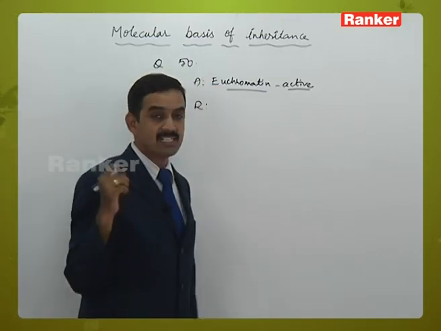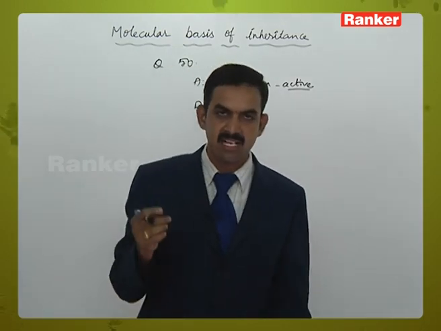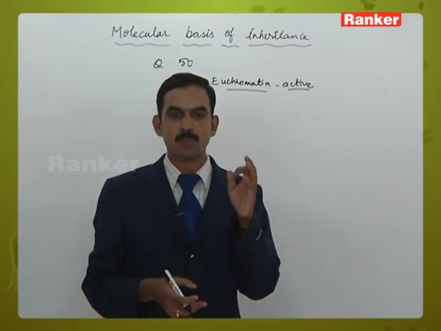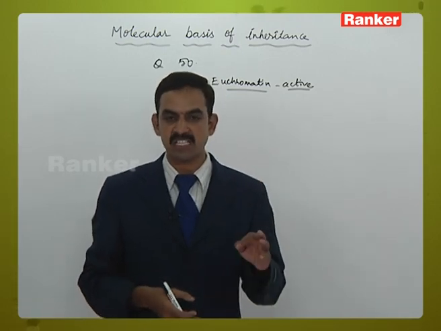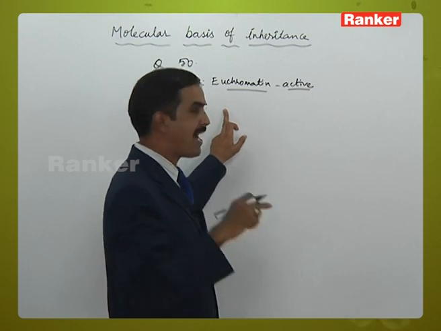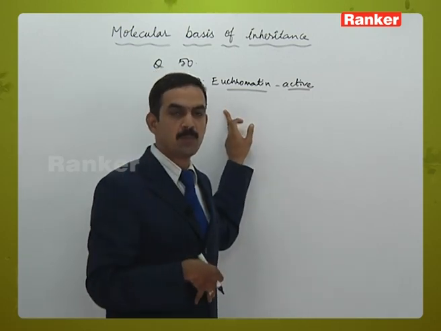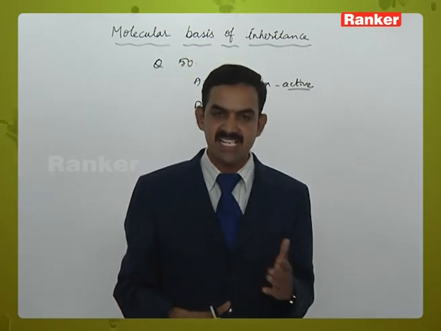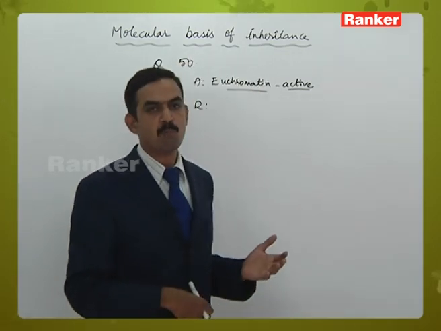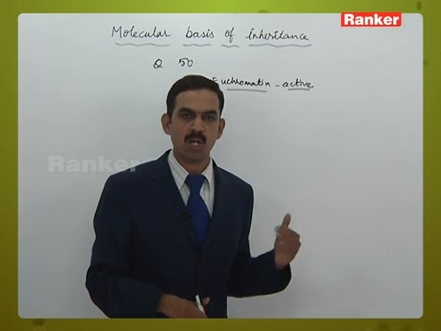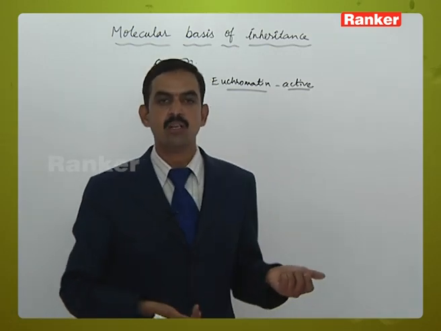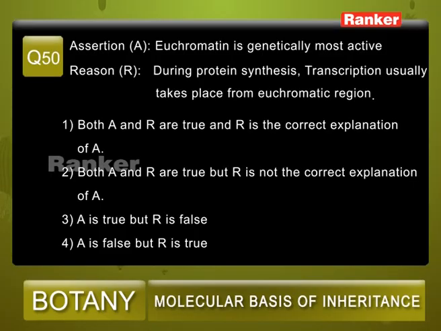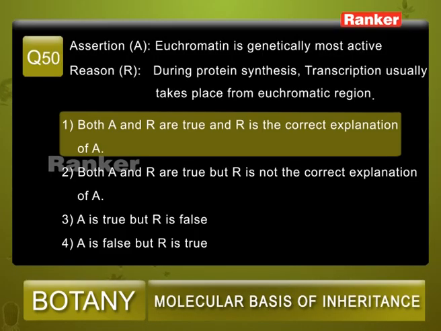Then why is it considered an active part? The reason is that during protein synthesis, the transcription takes place only from the euchromatin region, that is, the mRNA synthesis takes place there. That's the reason why we consider this part to be the most active region in a DNA molecule or in a chromatin. So both A and R are correct, and R is the correct explanation of A. So question number 50, the correct answer is 1.